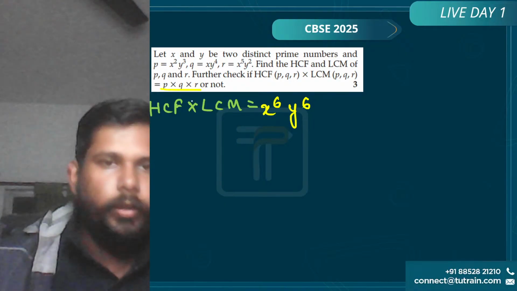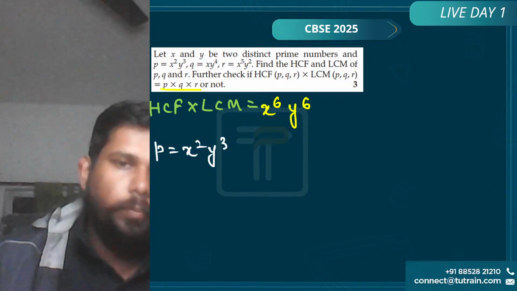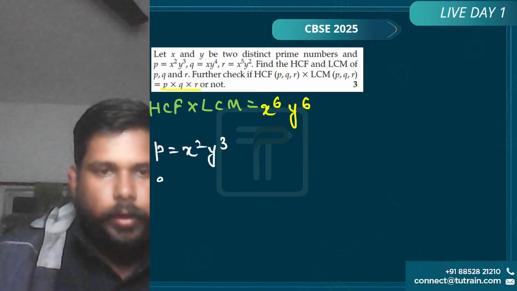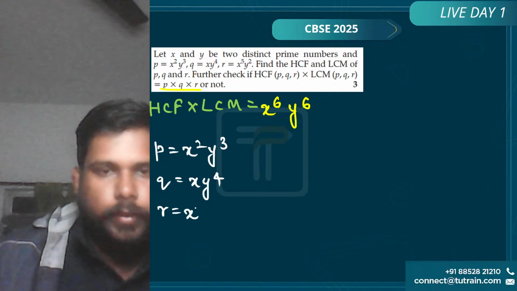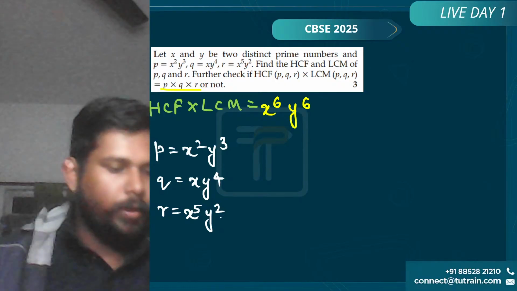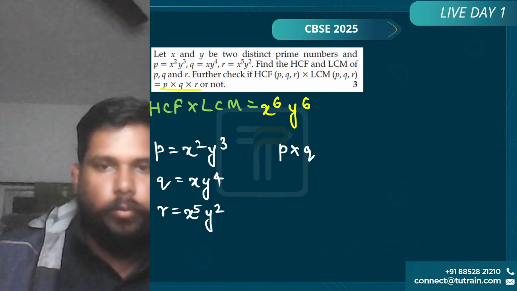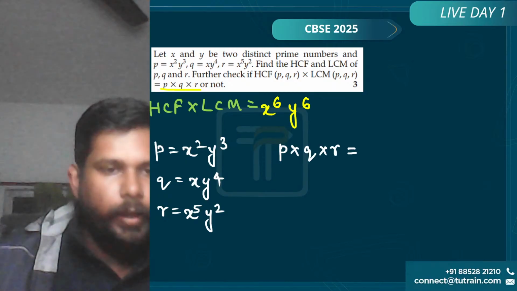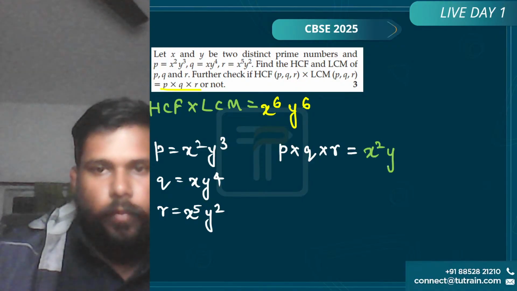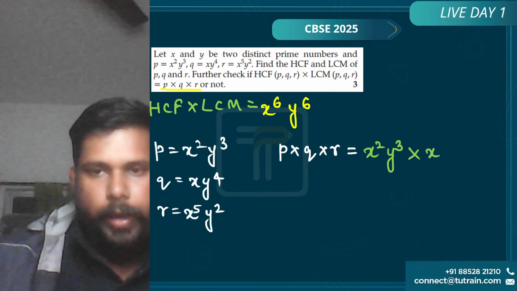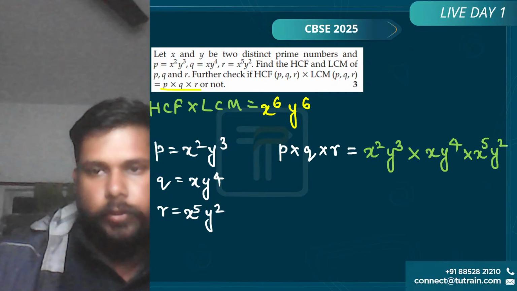For that we know that P is x square y cube, right? And Q is x y to the power 4 and R is x to the power 5 y square. So here we need to find P times Q times R, which will be equal to x square y cube times x y to the power 4 times x to the power 5 y square.